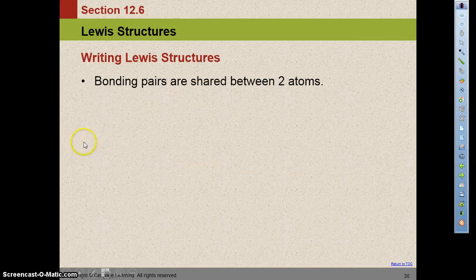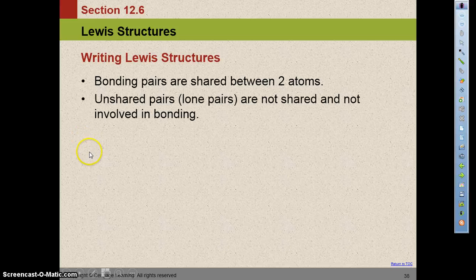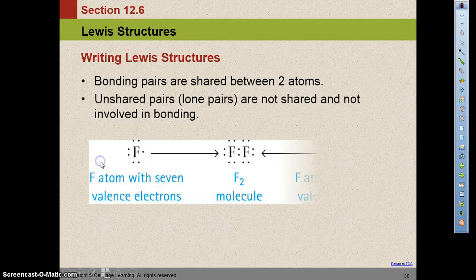Writing Lewis structures, there are rules. Bonding pairs are shared between two atoms. Unshared pairs are also referred to as lone pairs. They're not shared and they're not involved in bonding. So first of all, you have to remember the terminology involved with this. Unshared or lone pairs are not shared and not involved because they're lone.